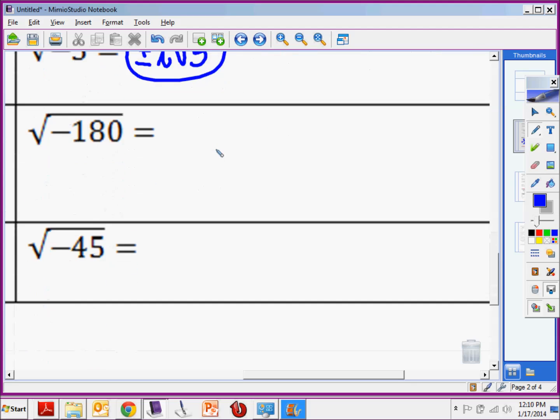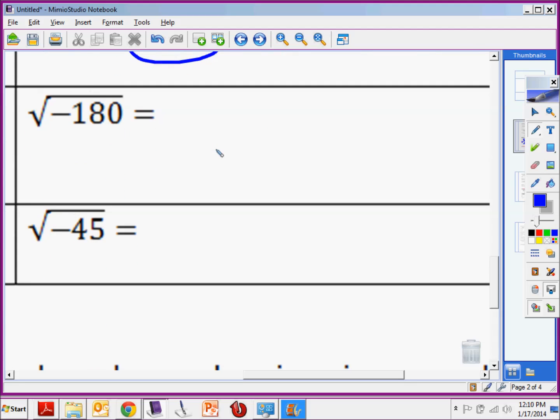All right, 180. 180 is a little different. 180 is not a perfect square, but are there perfect squares in 180? Yes, I can do 9 and what? 9 times what gives me 180? 20. Okay, I can do the square root of 9. What's the square root of 9? 3. So I already have an i out here. Now I'm going to put a 3. 9's gone. What does this break down to?